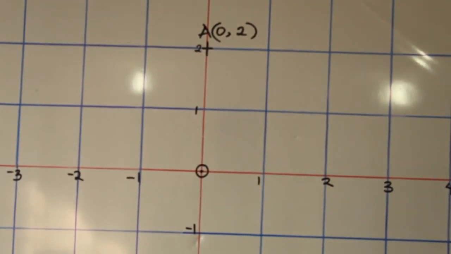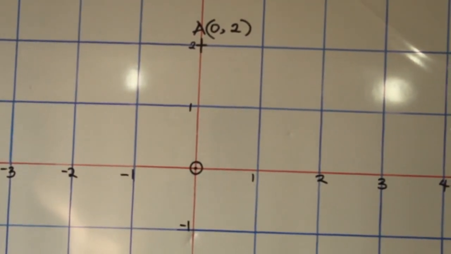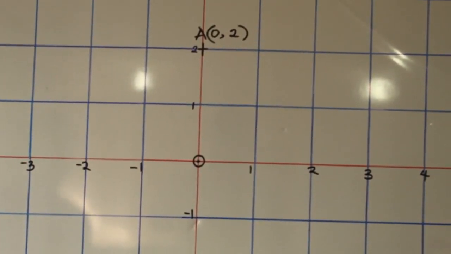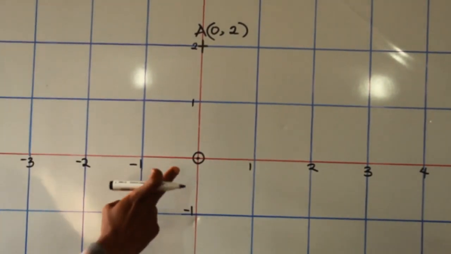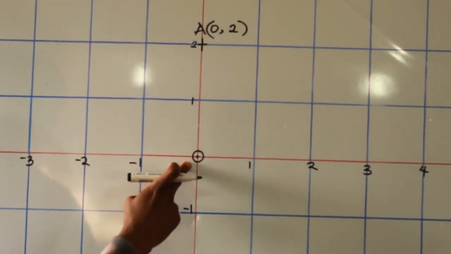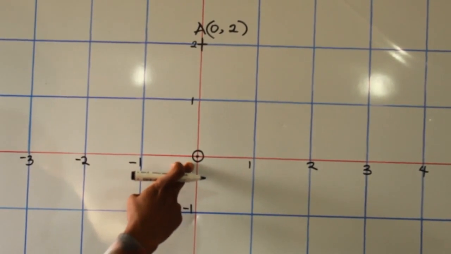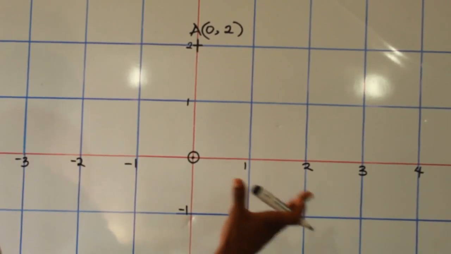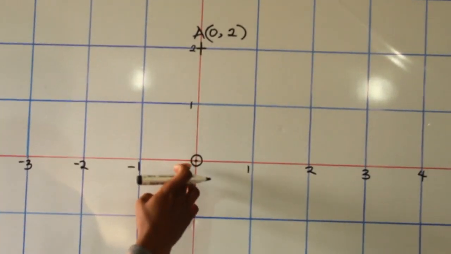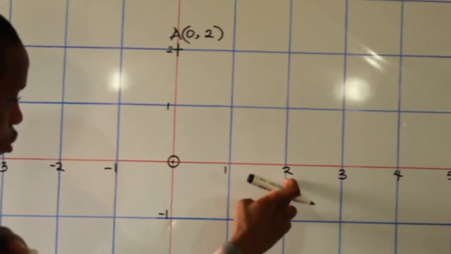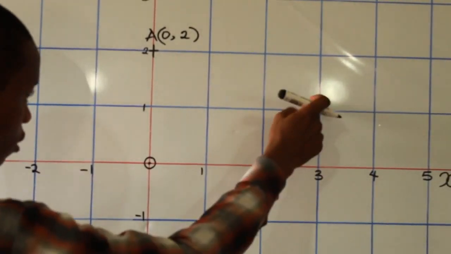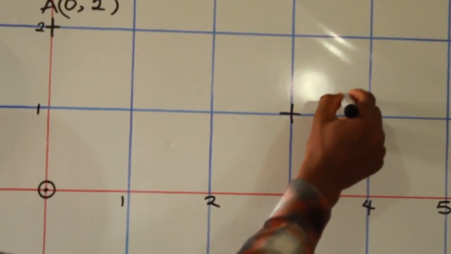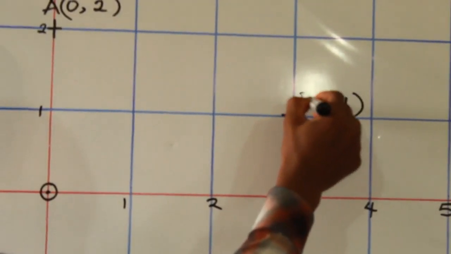Our next point is B, and our B is (3, 1). Now, remember, every point is with respect to the origin. We're going to move 3 places towards the x-axis and 1 upward. Now, 1, 2, 3, then 1 up. So this is our (3, 1). Remember, this is point B.